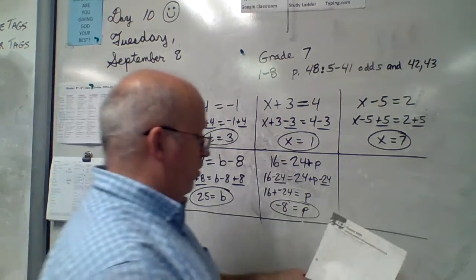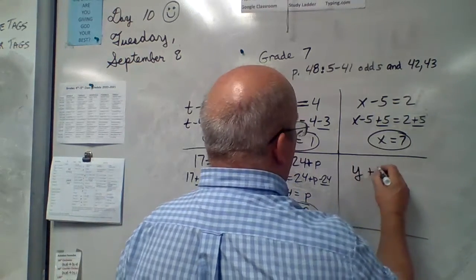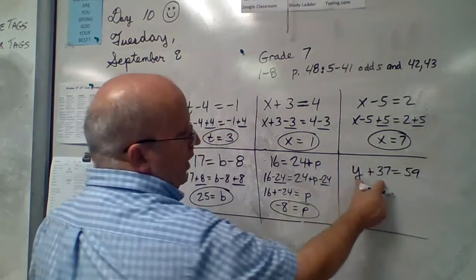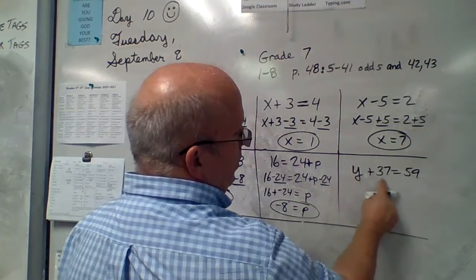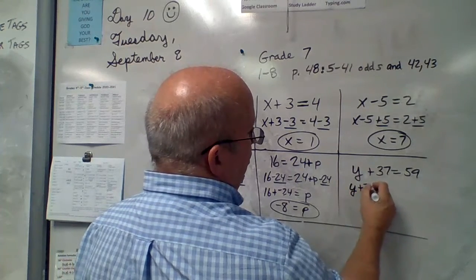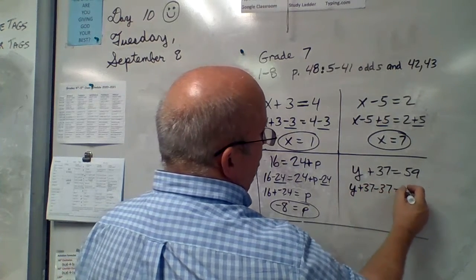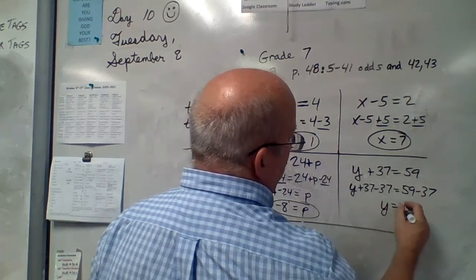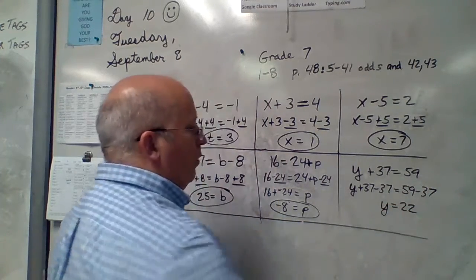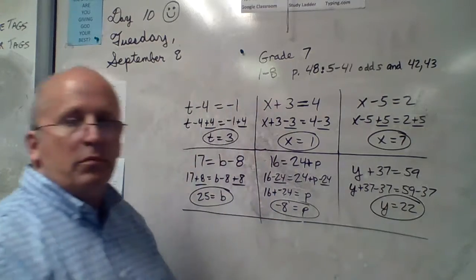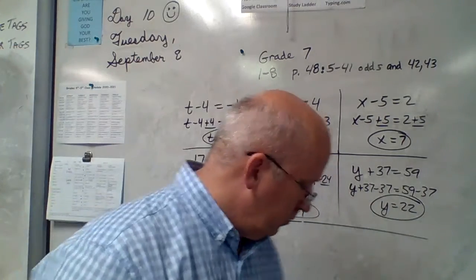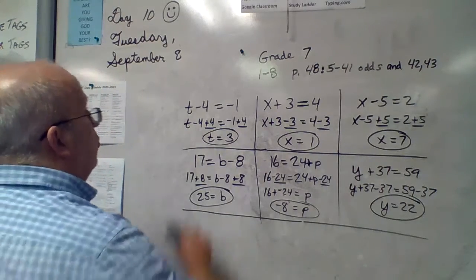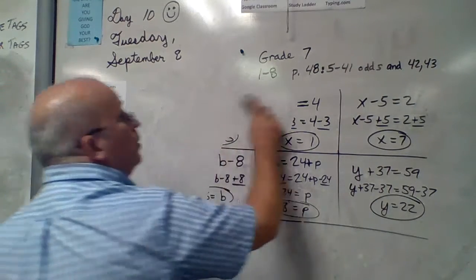How about the next one? What if I have y plus 37 equals 59? Our y is attached to the 37 by addition, so the opposite of addition is subtraction. And we get y equaling 22 when we do that. Okay, so 6 problems so far. Let's wipe them off the board and do some more.